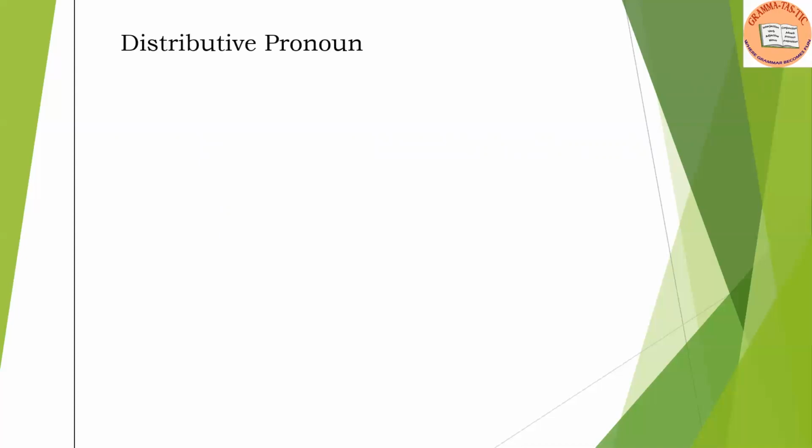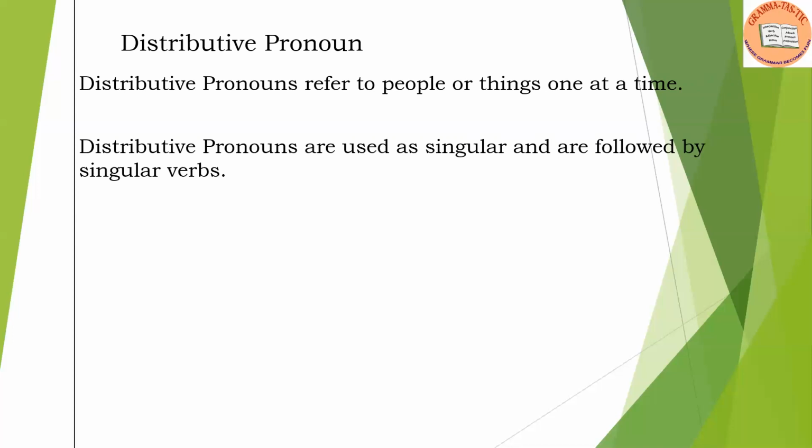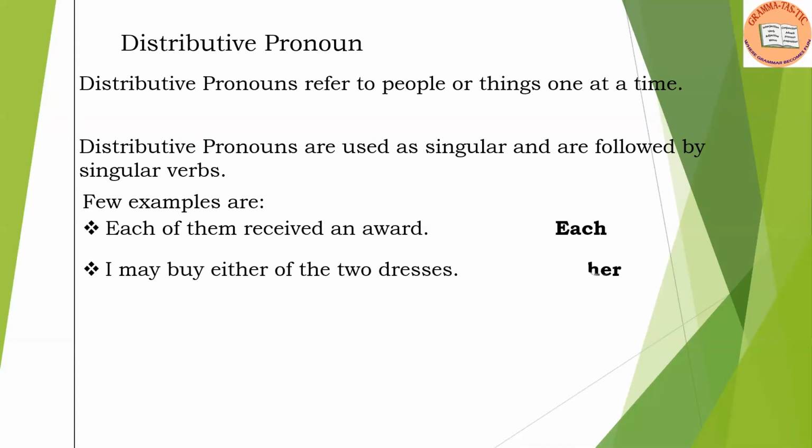Then comes the distributive pronoun. Distributive pronouns refer to people or things one at a time. Distributive pronouns are used as singular and are followed by singular verbs. Example, each of them received an award. So each here is a distributive pronoun. I may buy either of the two dresses. Either is again a distributive pronoun.